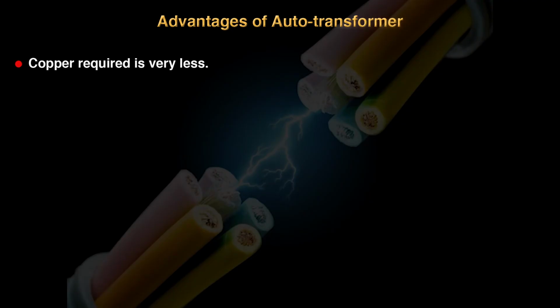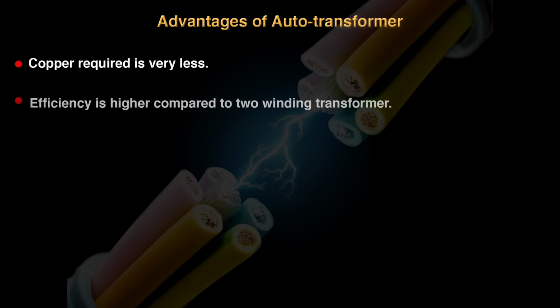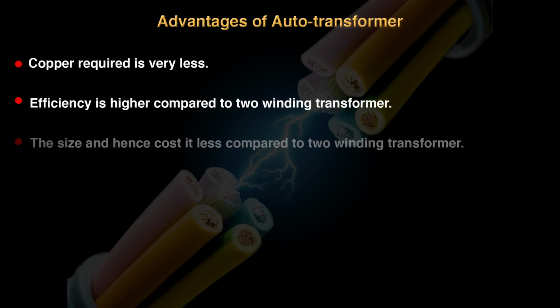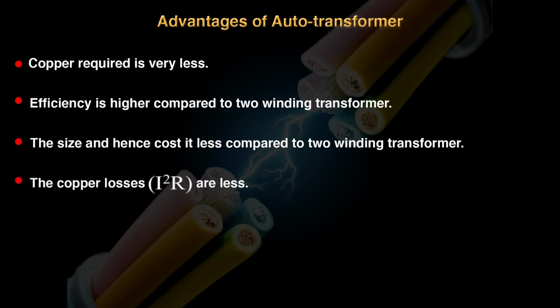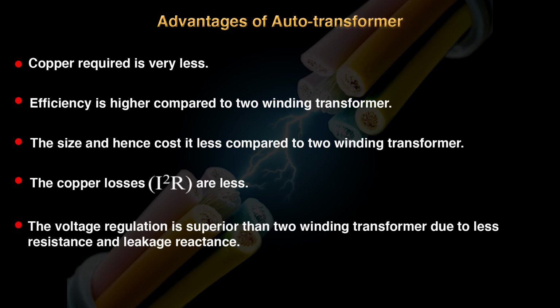First, the copper required is very less. Second, the efficiency is higher compared to the two winding transformer. Third, the size and hence cost is less compared to the two winding transformer. The copper losses are also very less. Another advantage of the auto transformer is that the voltage regulation is superior to the two winding transformer due to less resistance and leakage reactance.